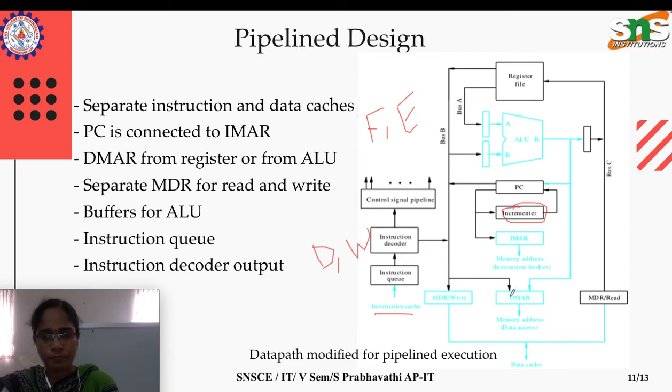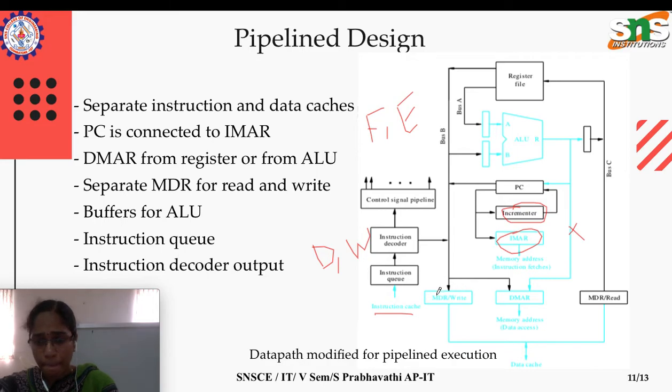DMAR, the data memory address register, is used to access the data either from the register or from the ALU. From the ALU, in the sense of getting the index value or the offset for indirect addressing mode. So a separate data memory address register is used to fetch the operand value, and IMAR, the instruction memory address register, is used to fetch the instruction alone, and for that instruction we could get the data from the data cache.